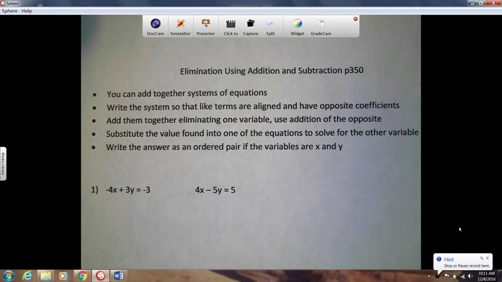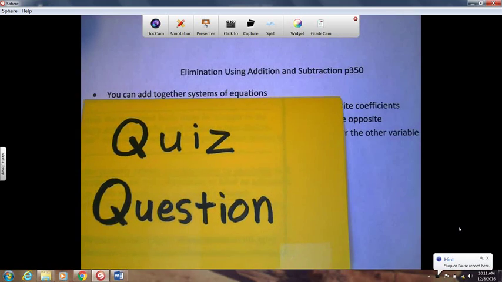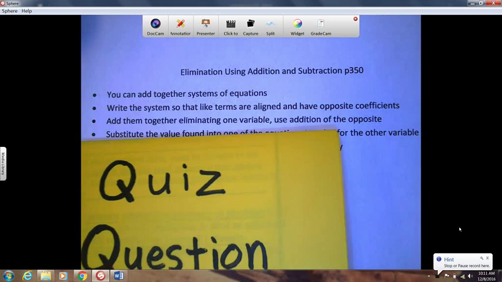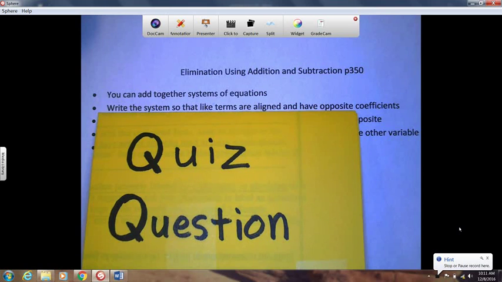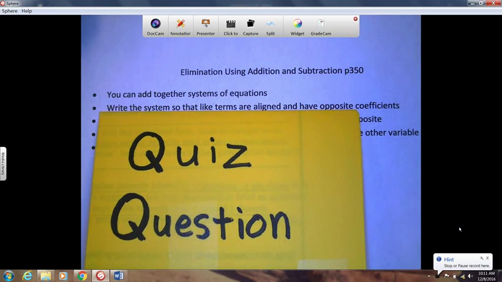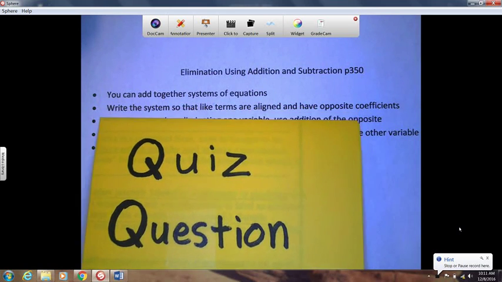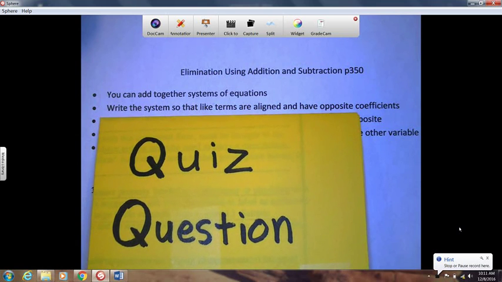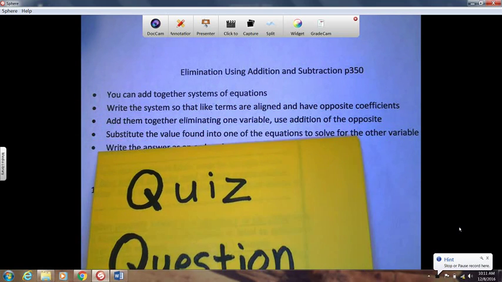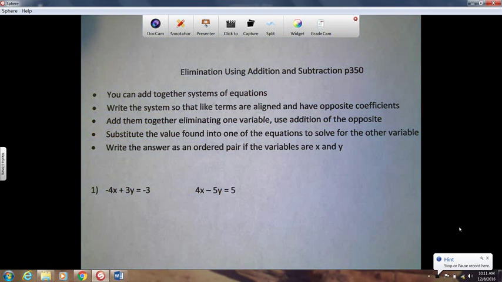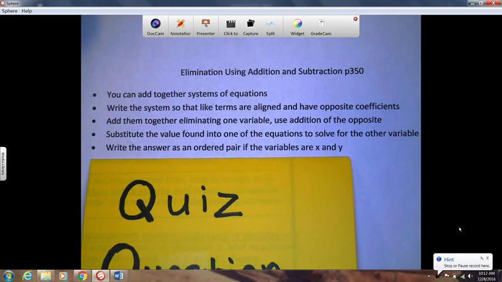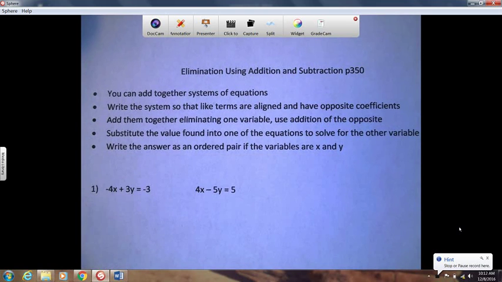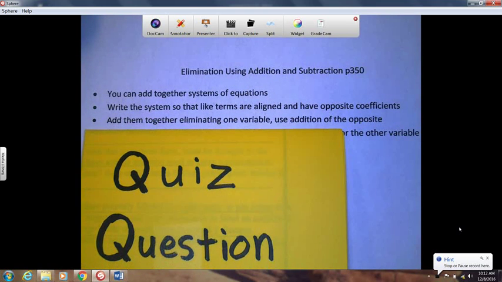So you can read these things through. You can add systems of equations together. You make them so they have aligned coefficients and they need to be opposites. Sometimes you need to change the sign of all terms when that happens, and you add them together. Of course, remember to write your answer as an ordered pair. And you can check your answer by substituting in to both equations.